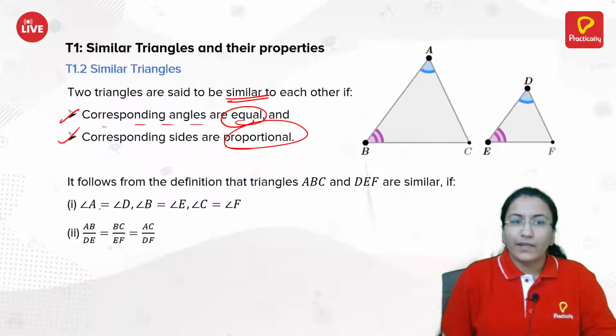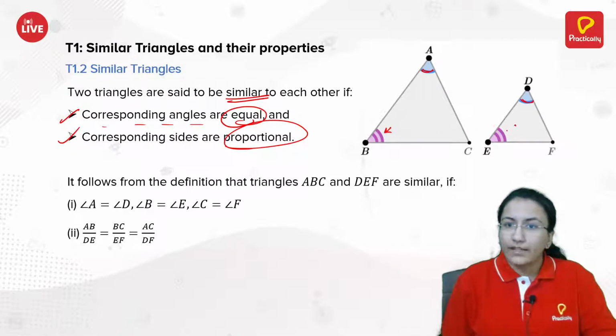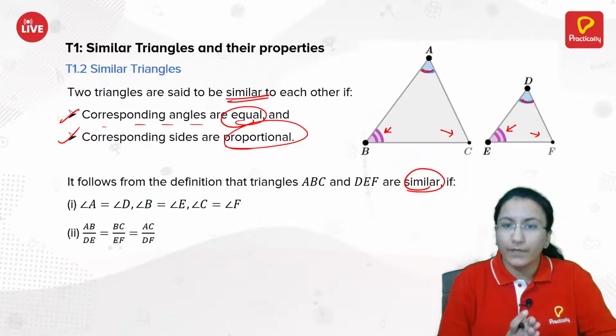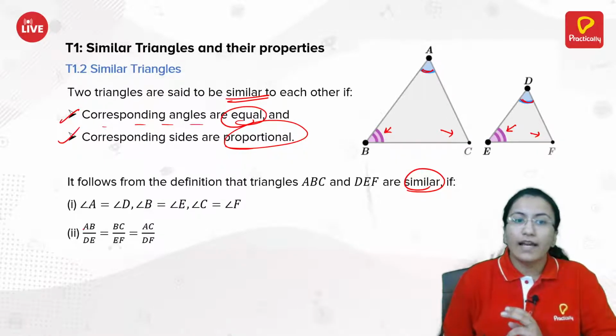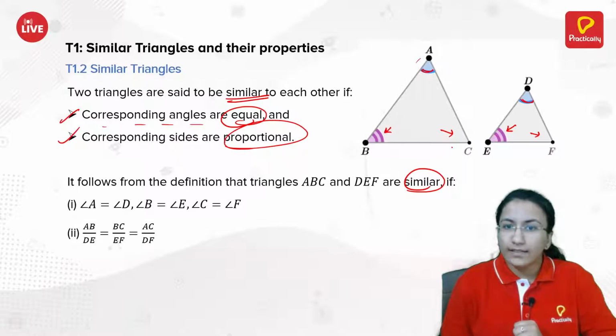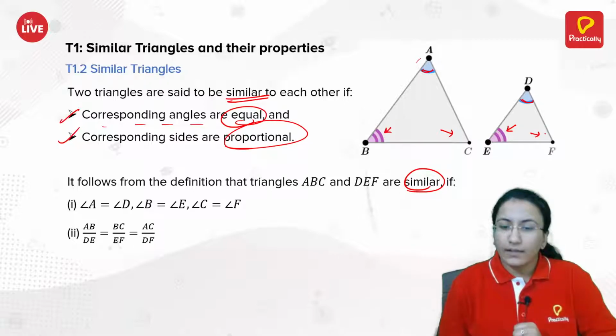Next, how can we write it in mathematical form? Here angle A is equal to angle D, angle B is equal to angle E, angle C is equal to angle F, right? All these are equal to each other. That means corresponding angles are equal to each other if these two triangles are said to be similar, right? Even their sides are proportional to each other. AB divided by DE is equal to BC divided by EF is equal to AC divided by DF, right?